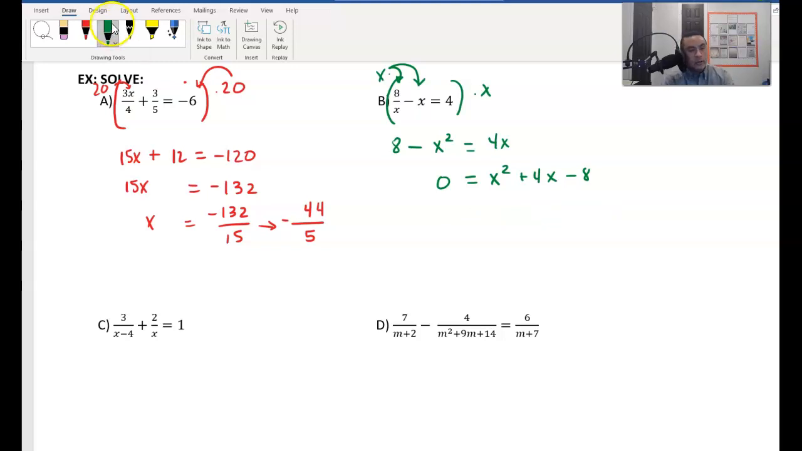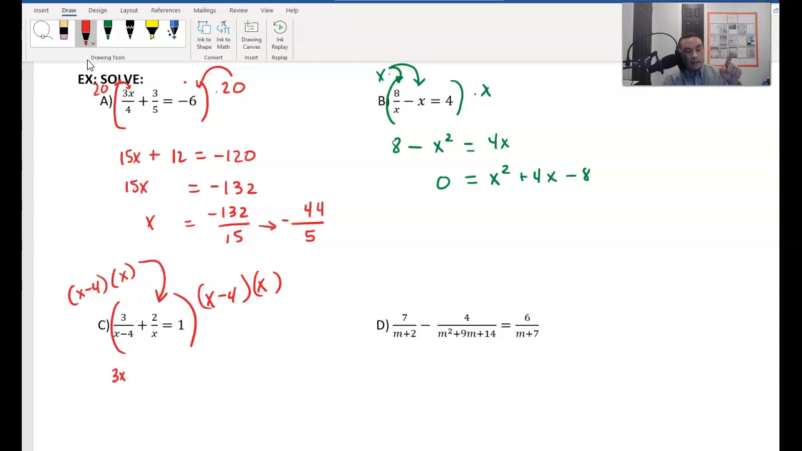All right, the last thing we're going to do is this letter C right here. On letter C, we're going to multiply by x minus 4 and by x as well, because I want to get rid of those two things. So I multiply by x minus 4 and by x. When I do it to that first term, the x minus 4 cancels, and the only thing left is the x that gets multiplied by 3. When I do it to the next term right here, the x cancels, and the only thing I get to multiply is the 2 with the x minus 4. So I get 2x minus 8. So that is on the right side. I'm sorry, this on the left side, this is on the right side.